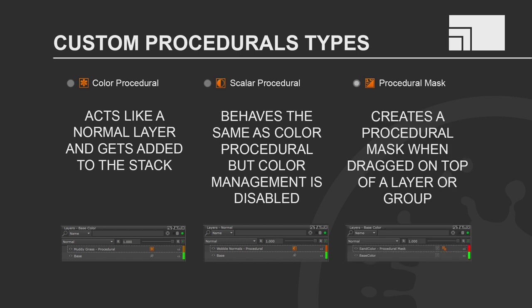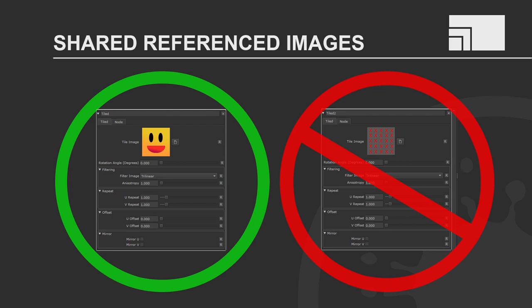If defined as a mask, the custom procedural can be dragged on top of a layer, material, or group and will automatically build a mask stack with that procedural mask as a base. Any tileable or referenced texture maps included in the custom procedural are bundled together with the .mpc file, so no matter where you're working, you'll always have properly connected maps. No more red X's of sadness.